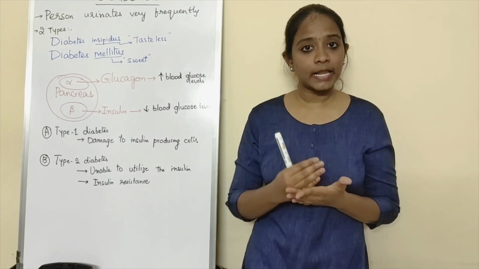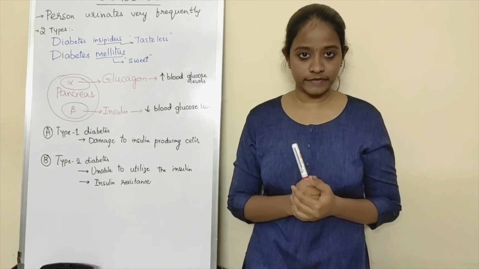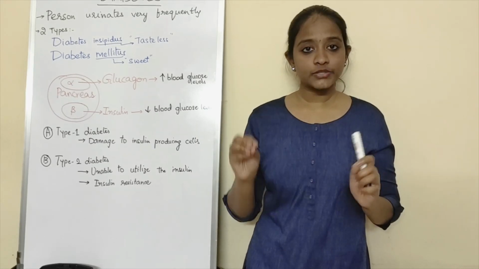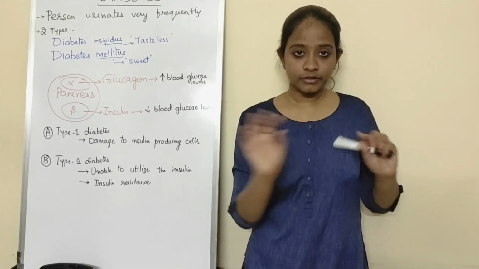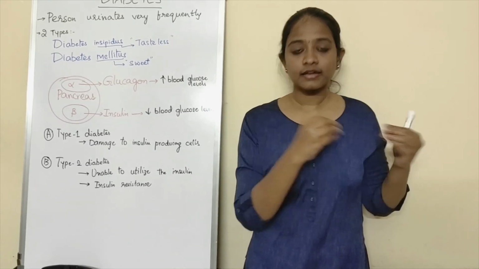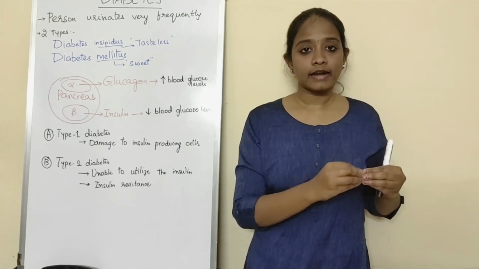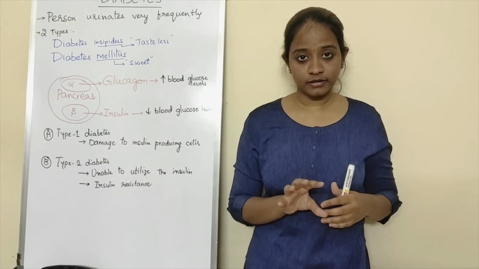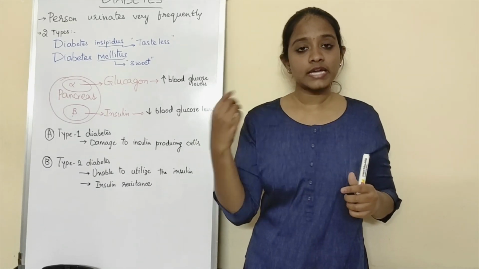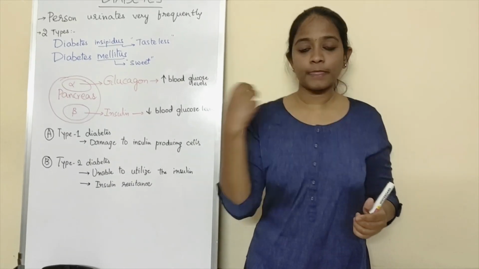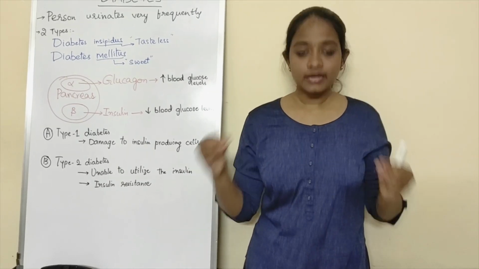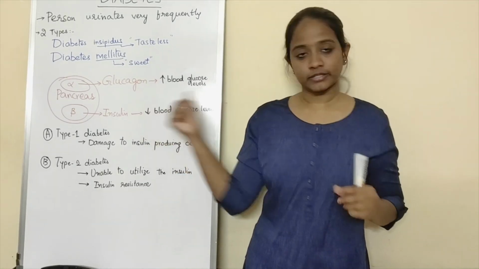How does insulin help in decreasing the blood glucose levels? Whenever the blood glucose levels are high, insulin signals cells of muscles, fat cells, and liver cells, asking them to take up the glucose from the blood. As the glucose is taken up by these cells, the blood glucose levels get lowered. That's how the blood glucose levels are decreased by insulin.